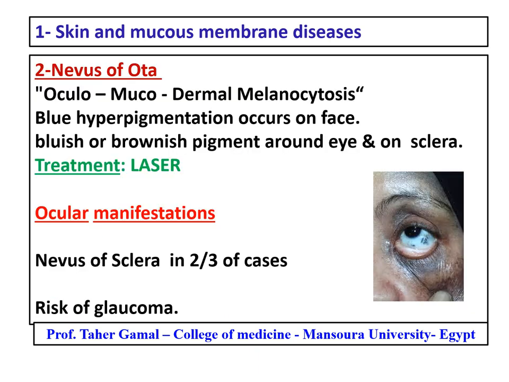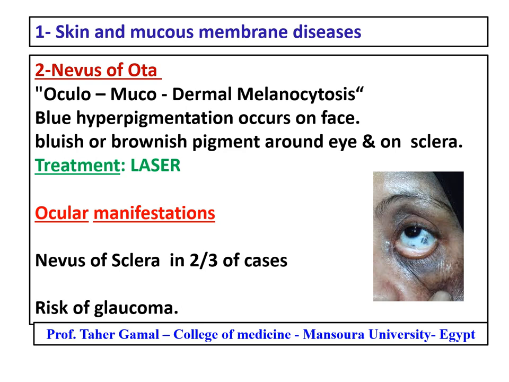The second of this group is nevus of Ota. It's called oculodermal melanocytosis. It's in the form of blue hyperpigmentation that occurs on the face, and bluish or brownish pigment around the eye and on the sclera, like that in this figure. The treatment is by laser treatment.